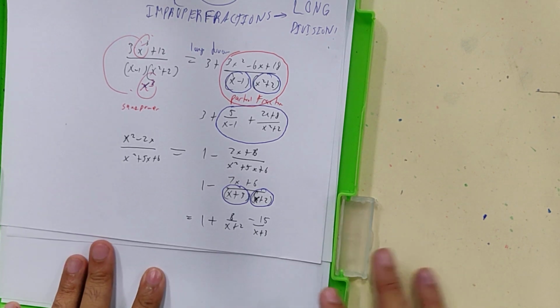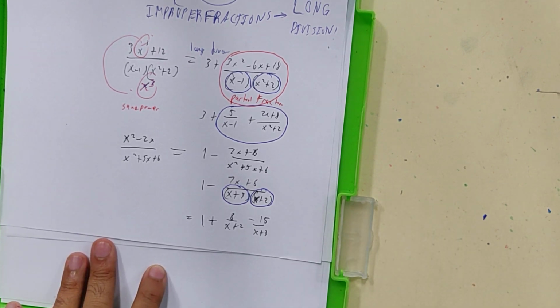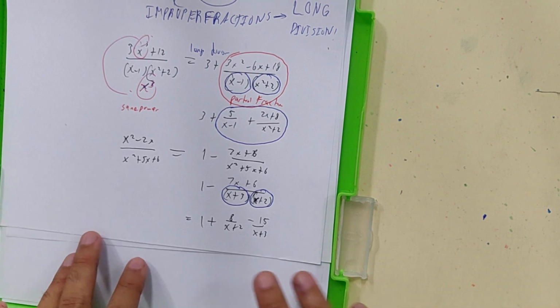Okay, so this topic, firstly you must recognize whether it's improper or not improper, and then secondly you need to recognize whether it's a partial fraction or not. Okay, can we move on?